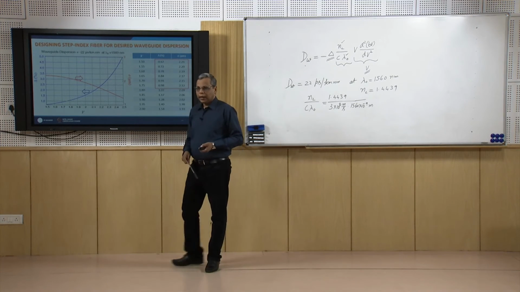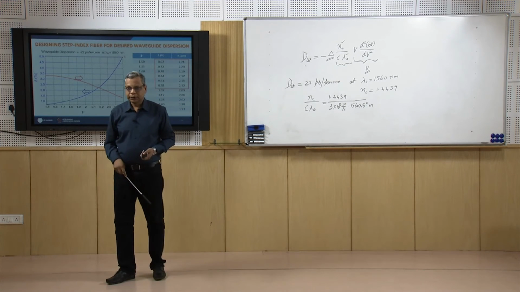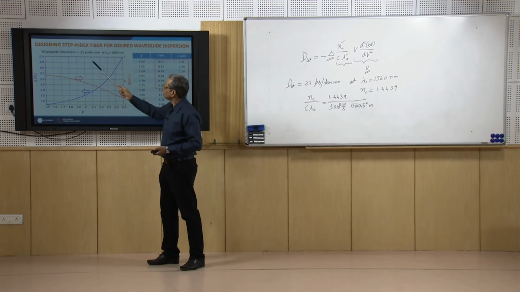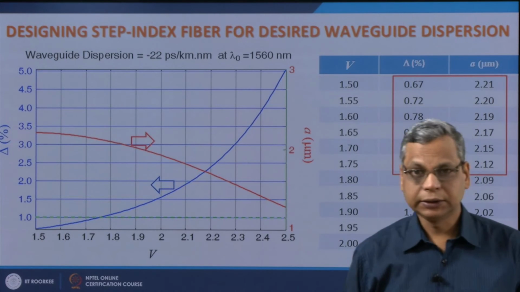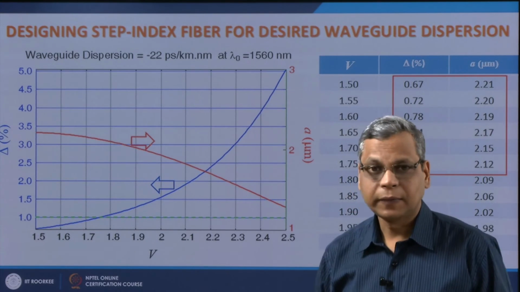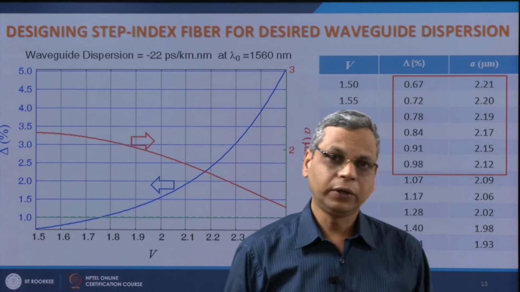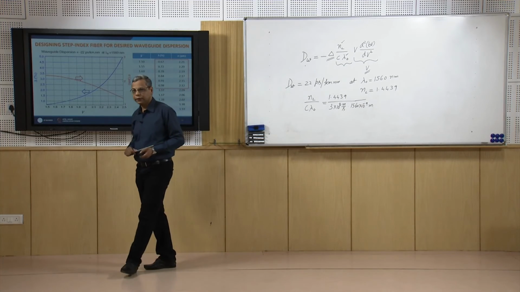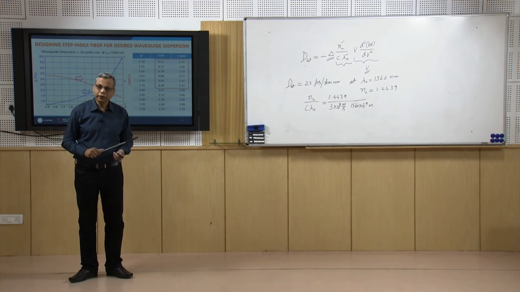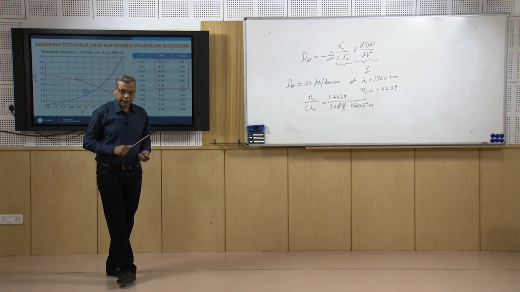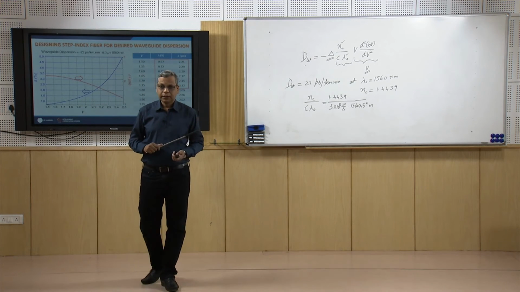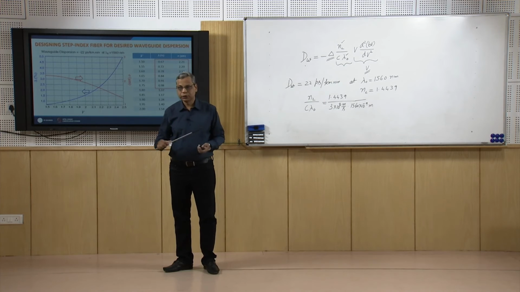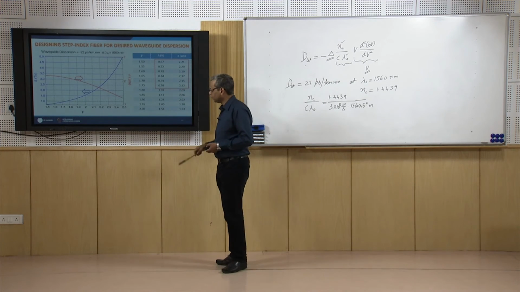So, in this way I can obtain any desired value of waveguide dispersion to a certain extent, not any desired value, because if I want to have a much larger value of waveguide dispersion, then perhaps I will have to have a very large value of delta and correspondingly a very small value of A, which is not desirable, because a very high value of delta will give you very large attenuation and a very low value of A will create problems in coupling light from the laser source into the fiber. So, we will have to be practical.